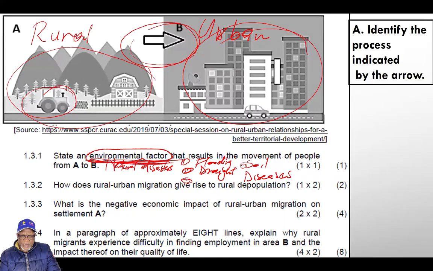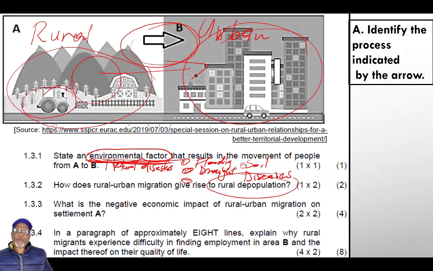For 1 mark: how does rural-urban migration give rise to rural depopulation? This is not even a question. The question says, why does the number of people decrease here when people move here? The reason is simple: the people have moved out of rural areas. That is why we are going to have depopulation.